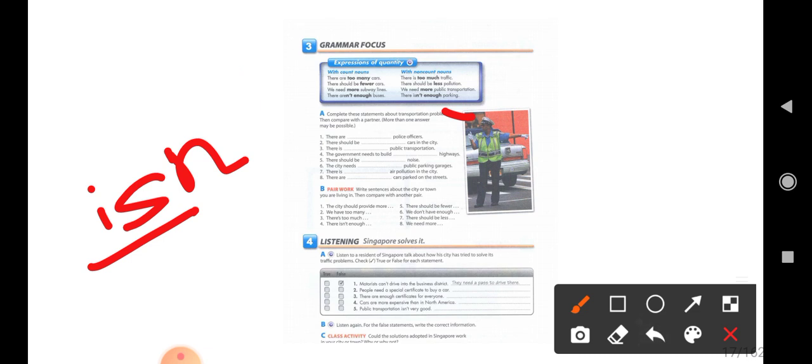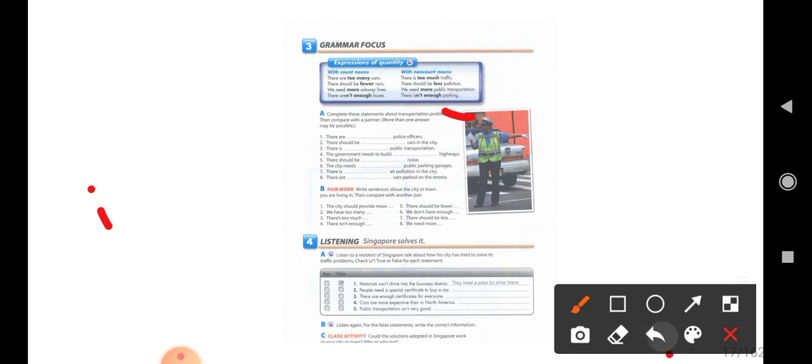Like in this case, let's practice. Listen and repeat. There is too much traffic. There should be less pollution. We need more public transportation. There isn't enough parking. So in here there is, there are, there aren't, there isn't.